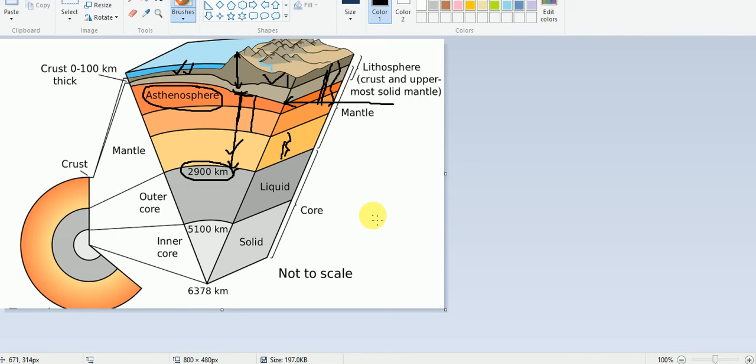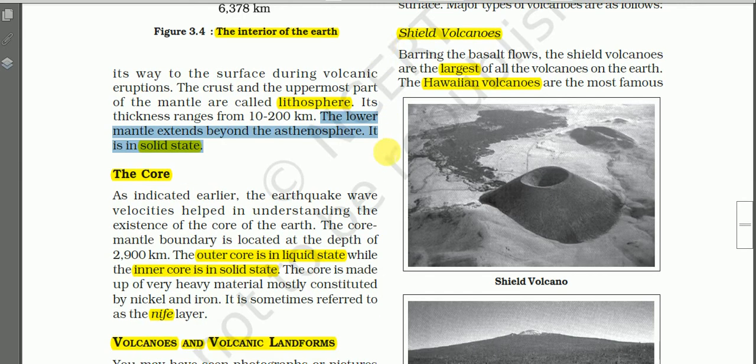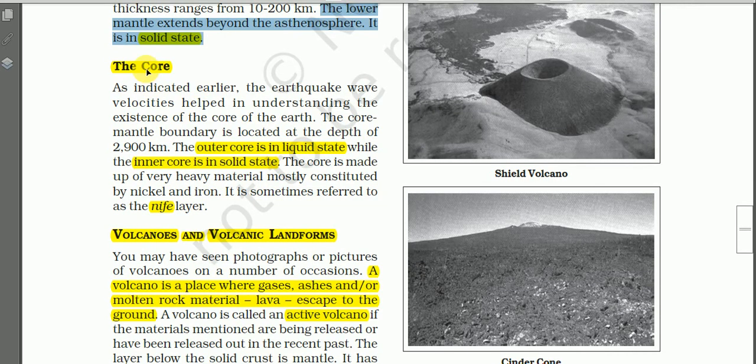And here the density of the mantle is higher than that of the crust, and the density in the mantle is 3.4 gram per cubic centimeter, as mentioned in your old edition textbook. Okay, this is about the mantle. And next we have the third layer, that is the core.